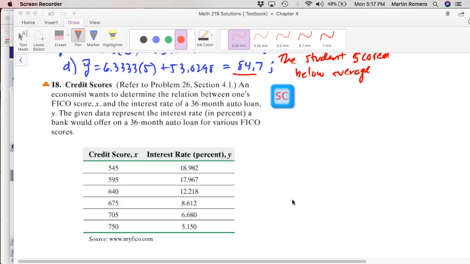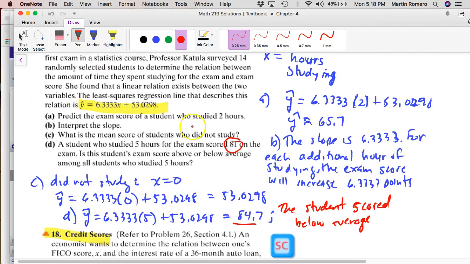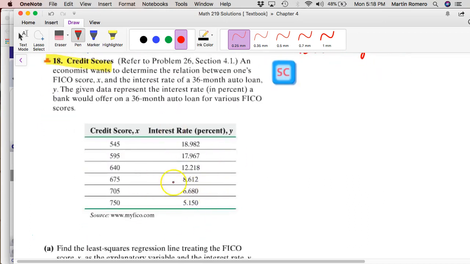This is problem number 18 for chapter 4.2. So we're now at problem number 18. We're going to need StatCrunch on this because we're going to need to calculate the least squares regression equation or line, which was already done for us here. Now we're actually going to calculate it ourselves.